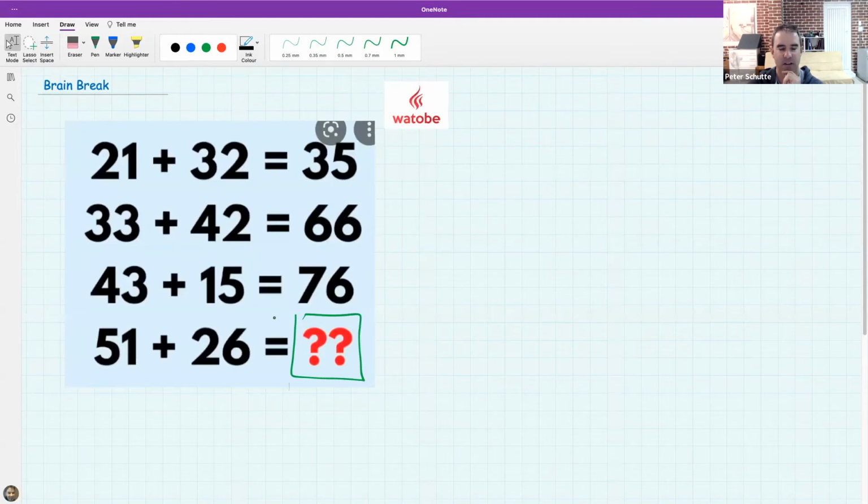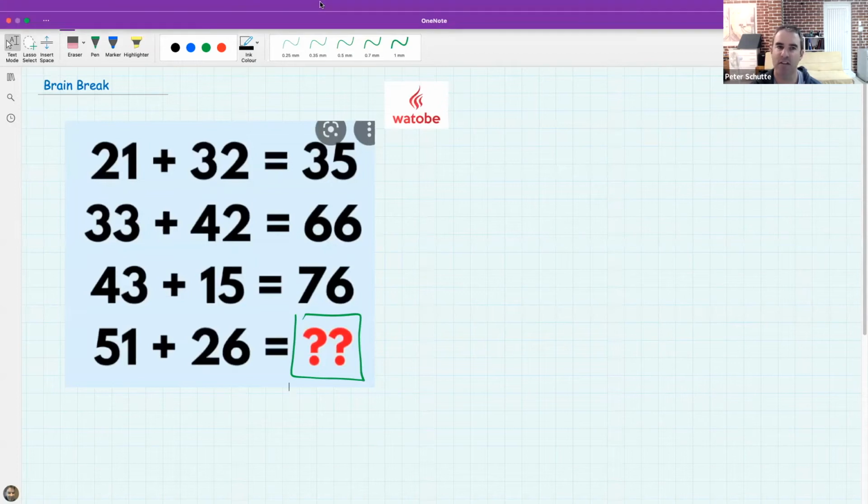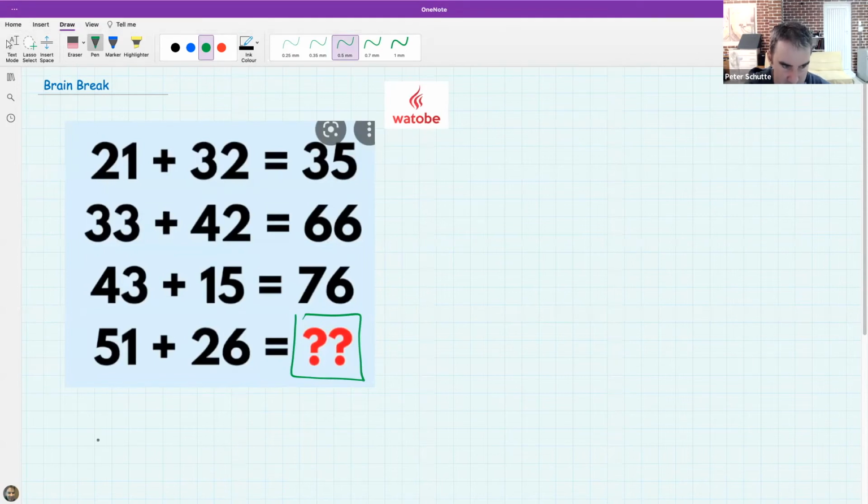You can give some ideas in the chat if you like, as to how to do this. I don't know if I get 77. I know using normal maths, it would be 77. I agree, like 50 plus 20. But if you look at the pattern here, 21 plus 32 doesn't give you 35 normally. 33 plus 42 doesn't give you that. So there might be something else going on here.